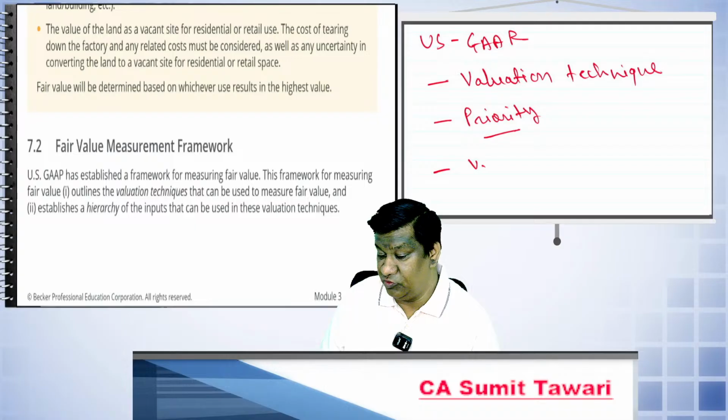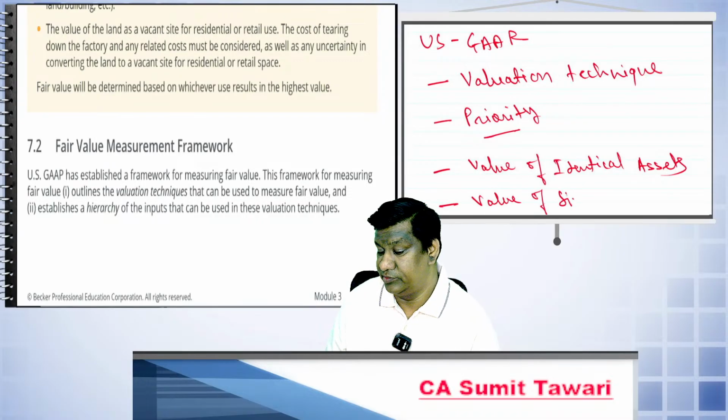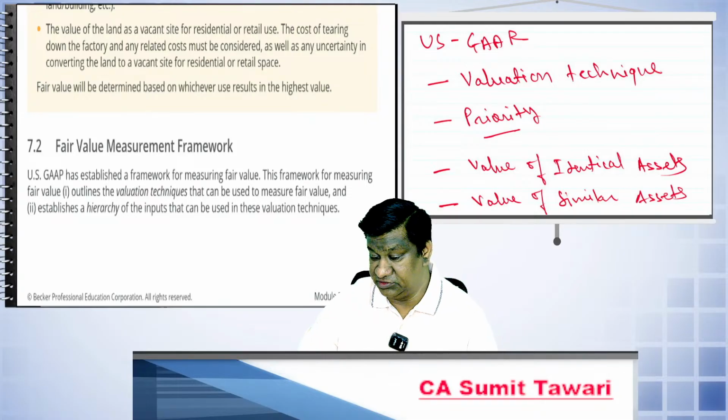Basically, if you have a value of an identical asset and a value of a similar asset from the market, what could be the reference for you? Are you considering the value of the identical asset, or the value of the similar asset? Any guess?